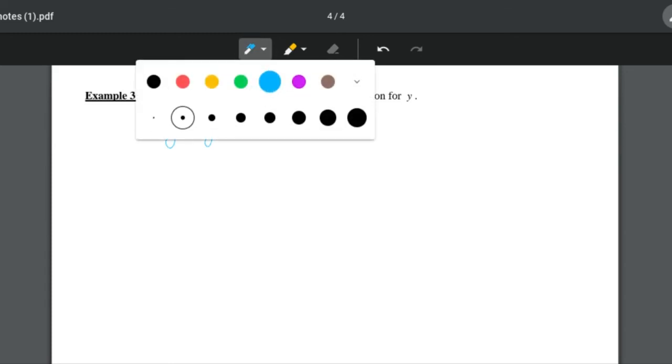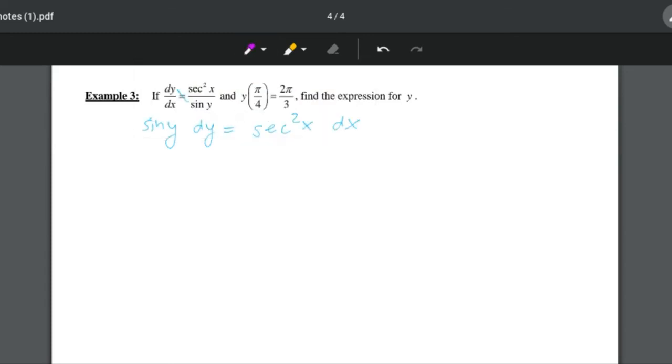And from there, it looks like all of our x's are on one side, all of our y's are on one side. So we could take the antiderivative of both sides. On the left, antiderivative of sine is negative cosine of y. On the other side, you have to think really hard.